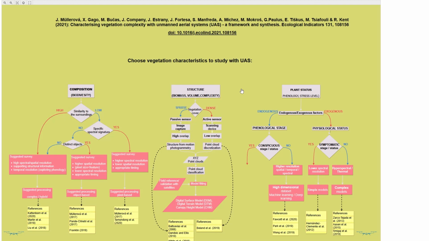Currently, we continue with this work, and we would like to study more the links between the type of ecosystem and the accuracy or the success of assessment using UAS, to populate our conceptual figures with real data and real studies, and create some kind of benchmarkings for each of the types of parameters.